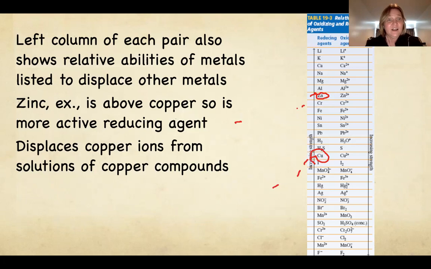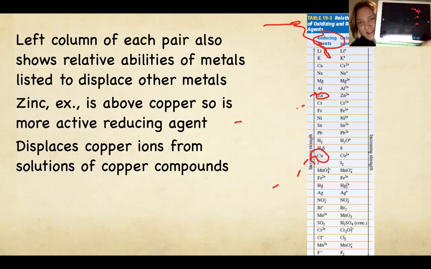Okay, very strange. Zinc is above copper, so it is a more active reducing agent, because our strength of reducing agents is here at the top. I'm telling you, my iPad screen is just black.